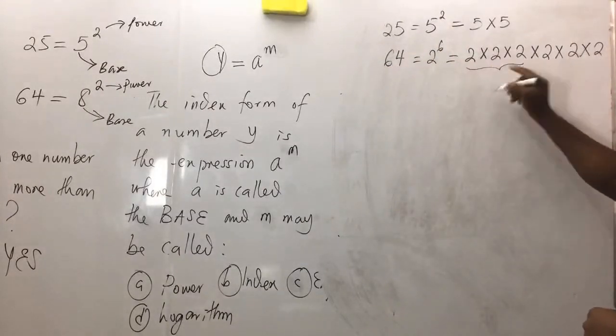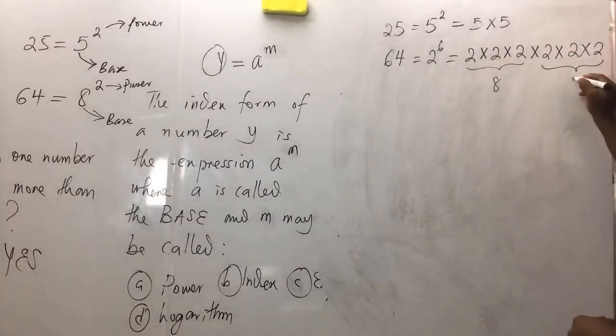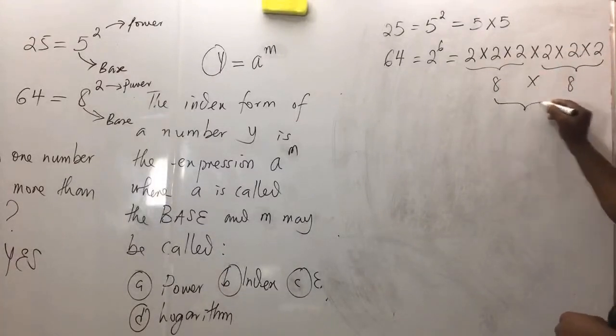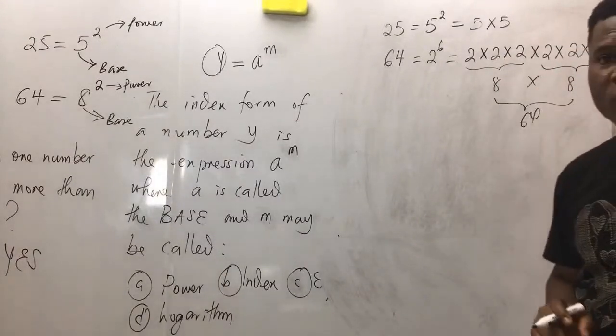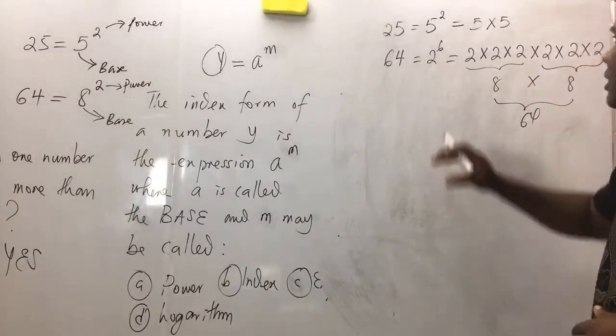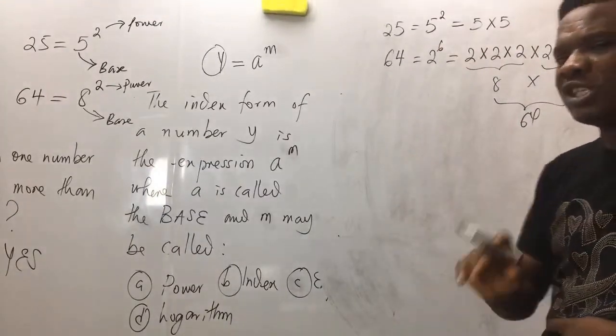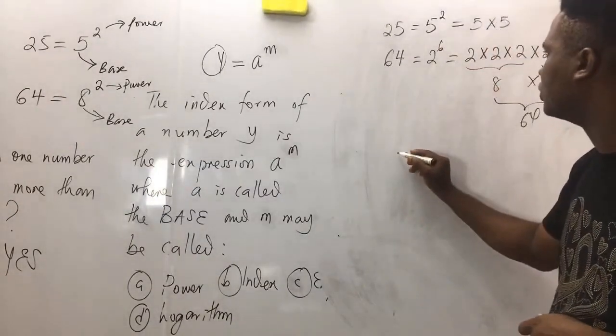And of course, you will see that 2 raised to the power 3 is 8, and 2 raised to the power 3 is 8. 8 times 8, of course, will give you 64. So that is another thing to note, guys, that when numbers are expressed in index form, it simply can be expanded in this manner.